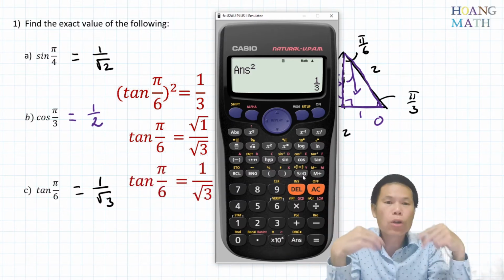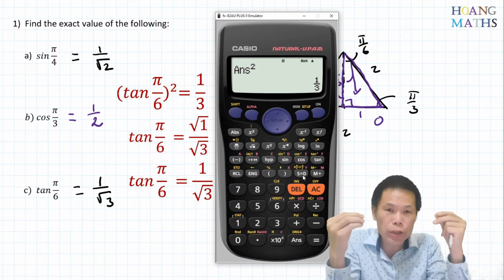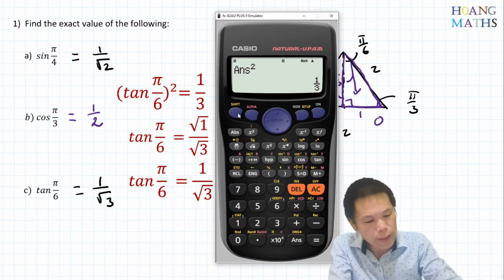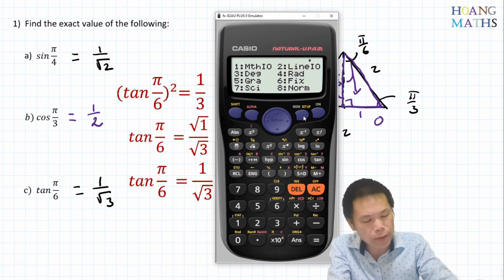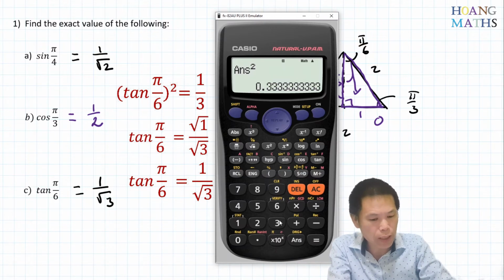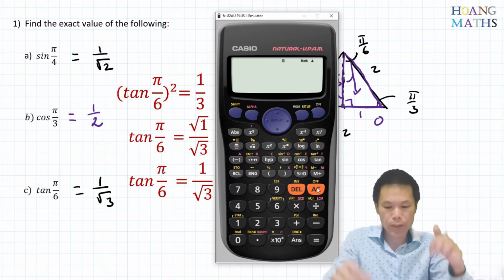To convert your calculator back to degrees mode, you go shift, set up, and then press degrees, which is option 3. And that should put you back in degrees mode, okay?